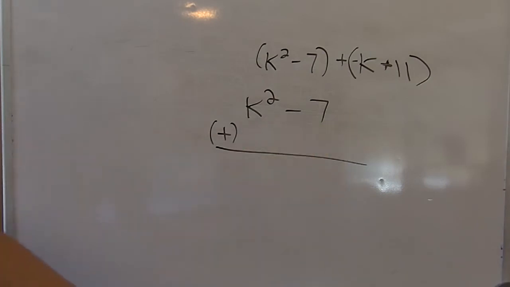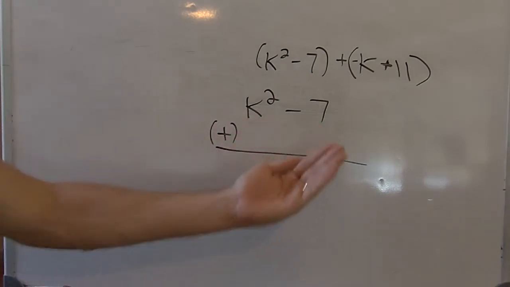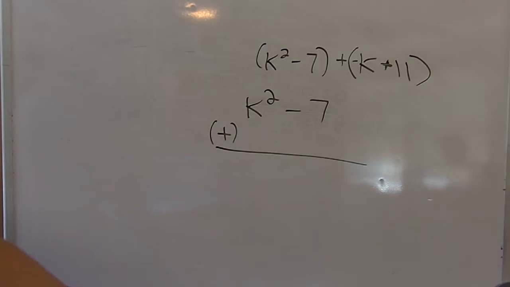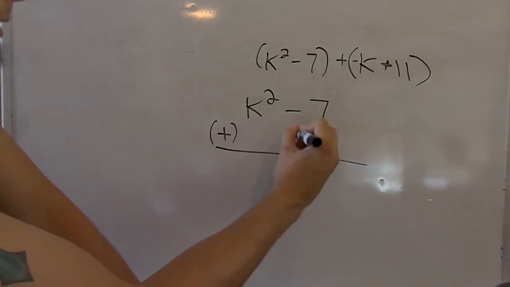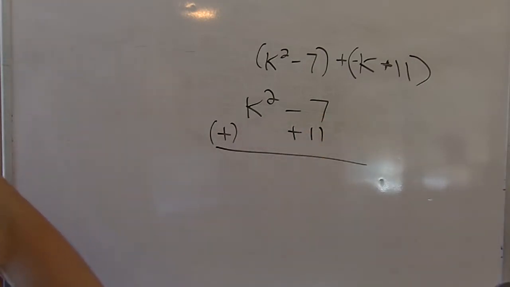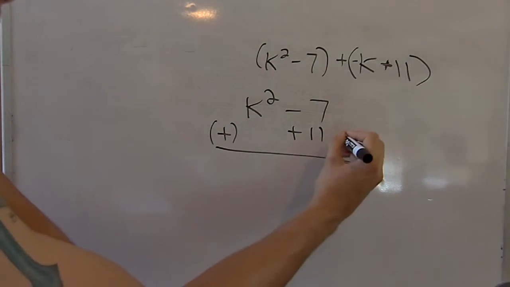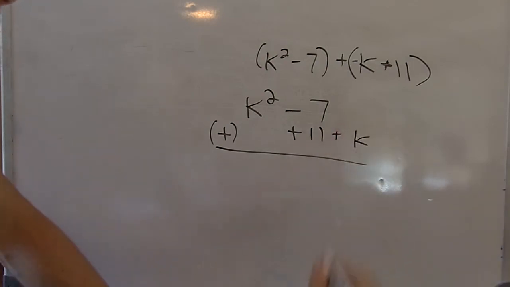And so now I've got a negative k. There really isn't anywhere to put my negative k right now because I've got a k squared and a 7. So I'm going to hold off on the negative k, because remember, we're adding, so we can do this in whatever order we want. So I'm going to put my plus 11 right here underneath the 7, and I'm going to put my plus k over here.